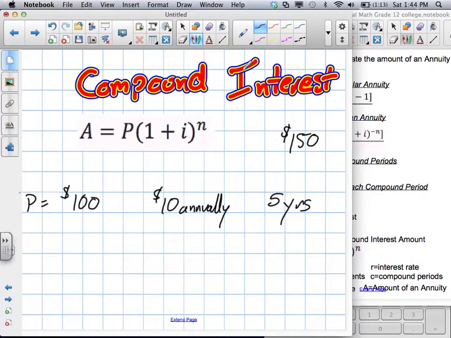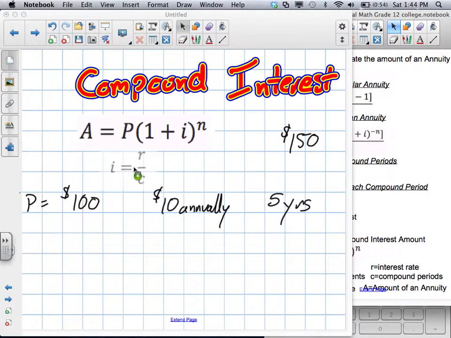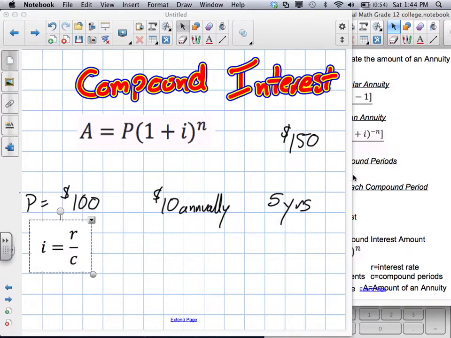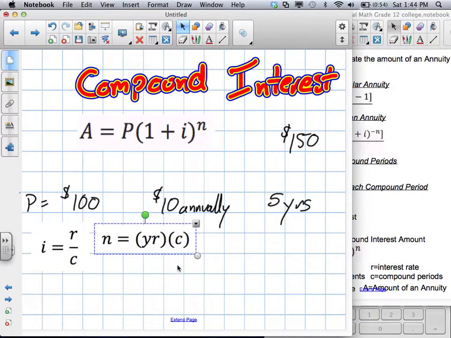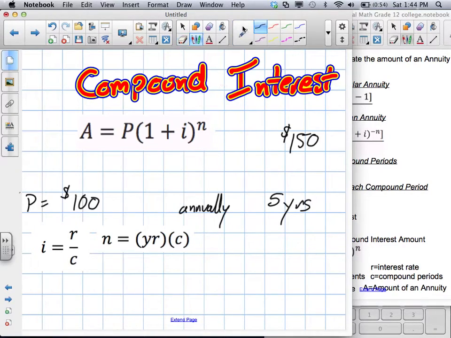This is a little different. Now, what's also different is we have two new variables, and these two variables also have two new definitions. I equals R divided by C, N equals YR times C. We need to start defining what some of these things are. Now, lowercase r, do you remember what it was? The interest rate. And for some reason I wrote $10. It's definitely not $10. It was 10%. Now that was our R, and these are our years.